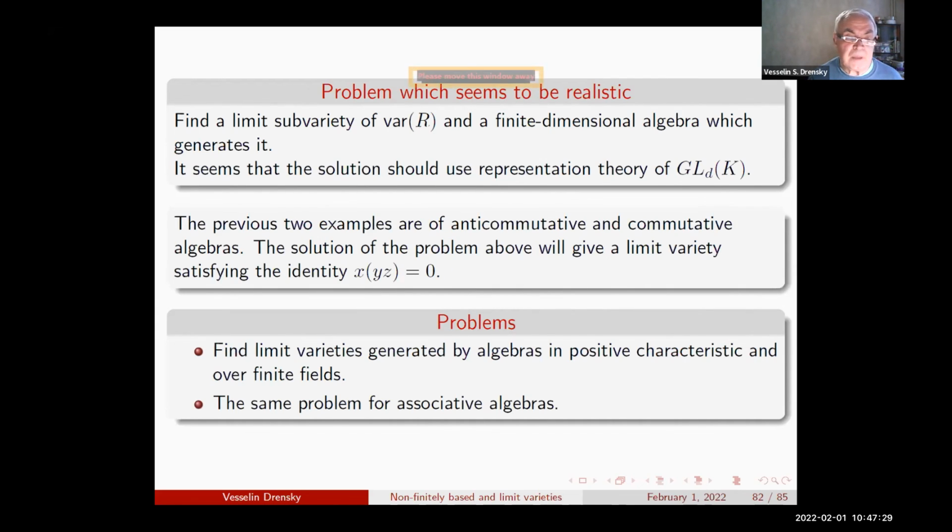Also, the examples I already gave with finite dimensional algebras which generate limit varieties are either commutative or anti-commutative, but it would be nice to have such an example which is of this kind. And also, it is natural to ask to find limit varieties of algebras in positive characteristic and over finite fields. Of course, you can do the same for associative algebras.